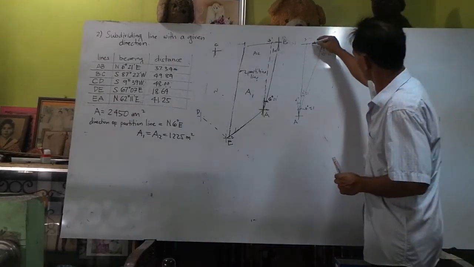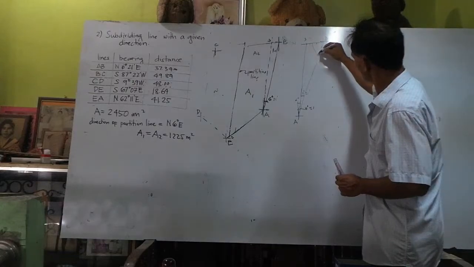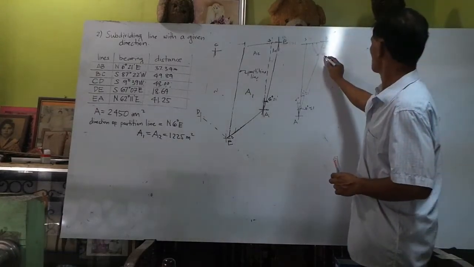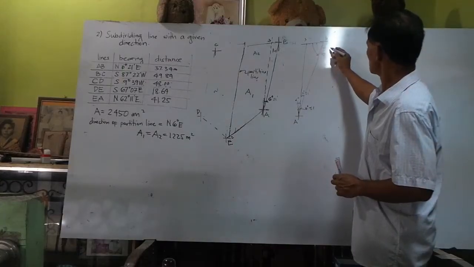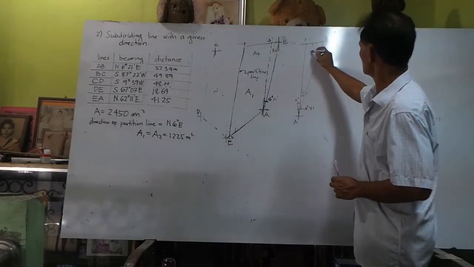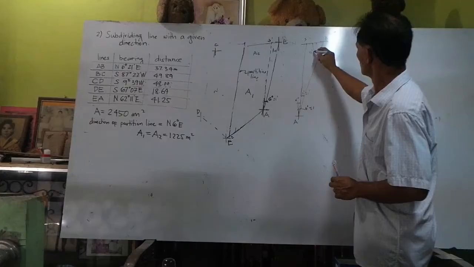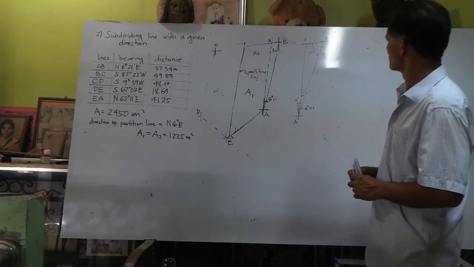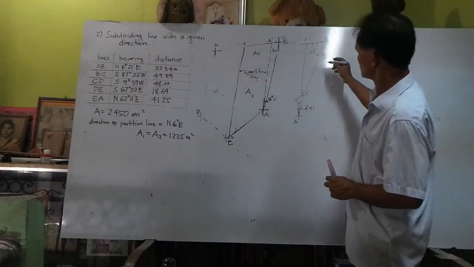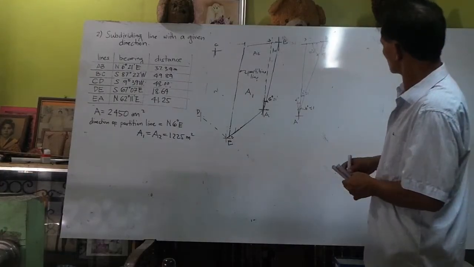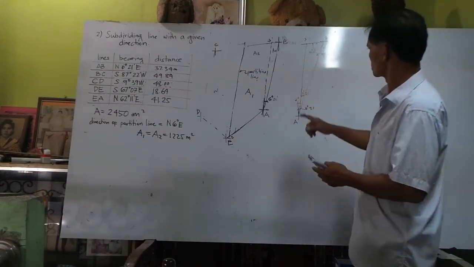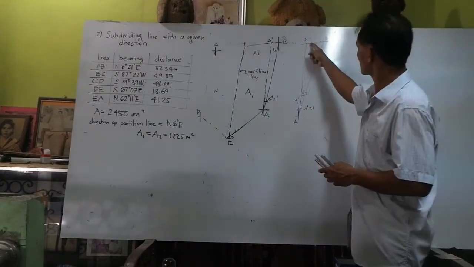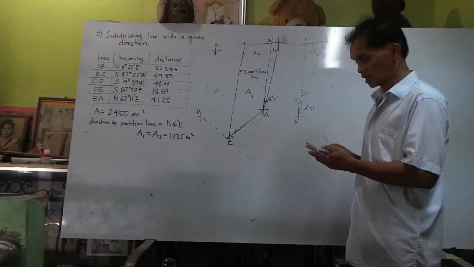So, meaning to say, the interior angle at this point can be solved as 87 degrees 22 minutes minus 6 degrees 21 minutes. So, this is 81 degrees and 1 minute, the interior angle. So, take note that we have two interior angles. We can solve the other interior angle, adjacent to angle 3.